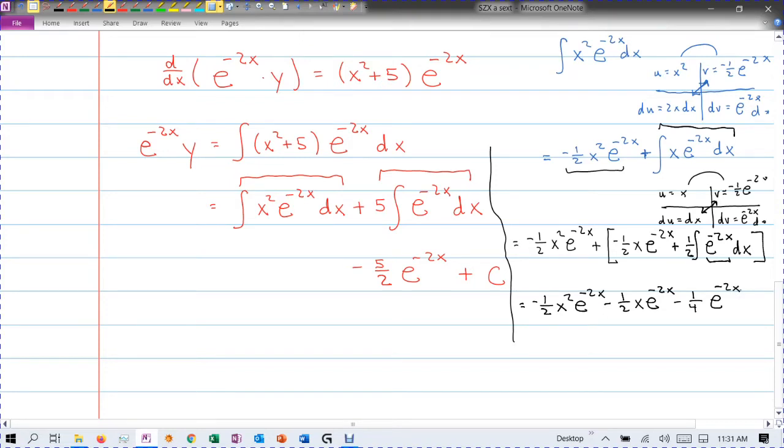Oh my goodness. Okay, so back over here we had e to the negative 2x times y equals, and now the part we just found, which was negative 1/2 x squared e to the negative 2x minus 1/2 x e to the negative 2x minus 1/4 e to the negative 2x, and then we have this part right here. Oh my goodness. Minus.